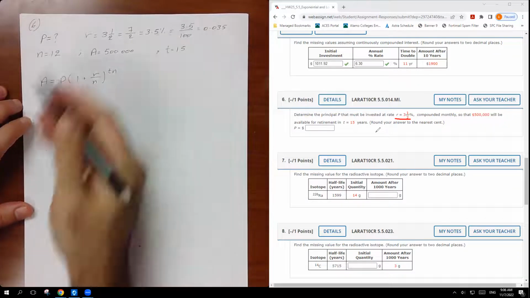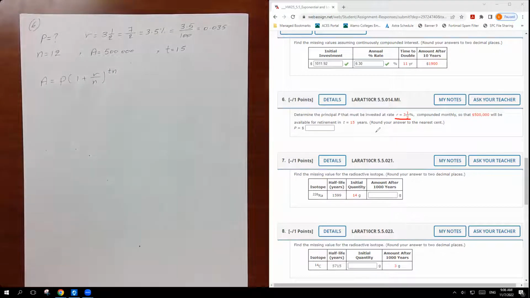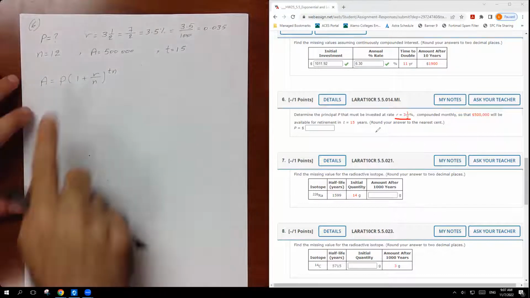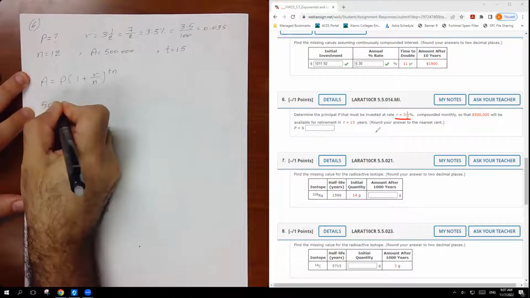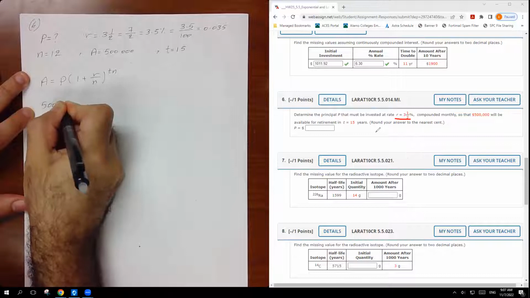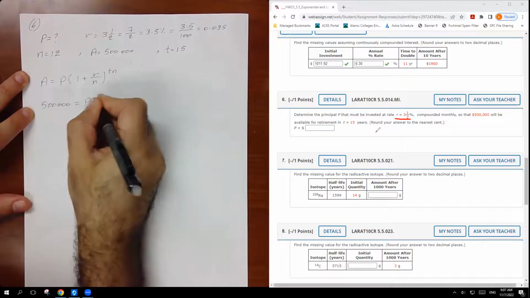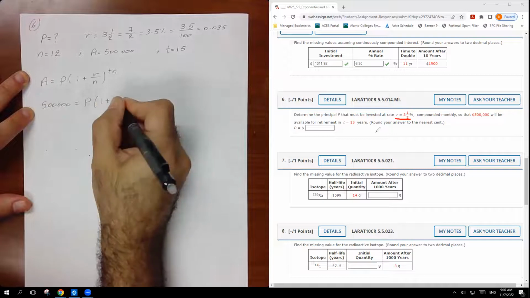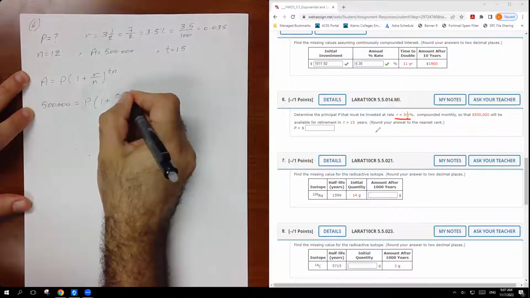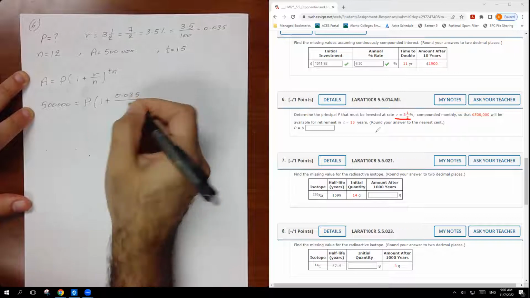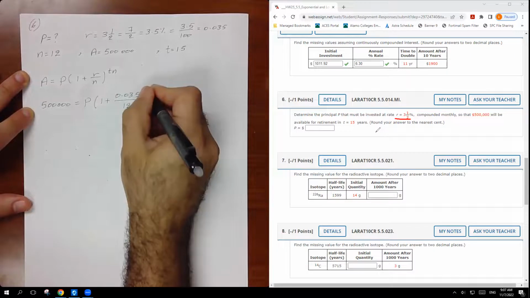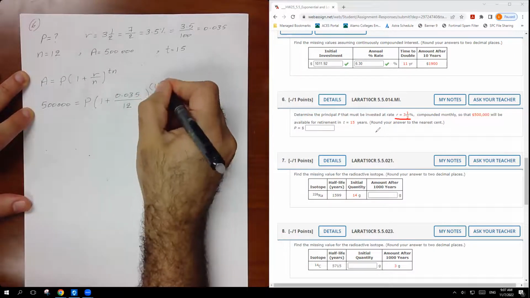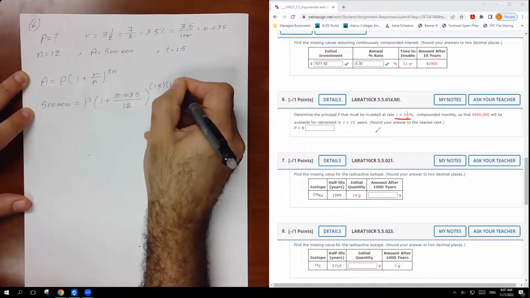So that's all this information. We need to find the principal P, that means the investment. So we're just going to plug in everything here. Here is the future, which is 500,000. That's what we need to find. 1 plus the rate, which is 0.035 divided by the compound, which is 12 monthly. That means n equals 12. Time is 15 times 12.